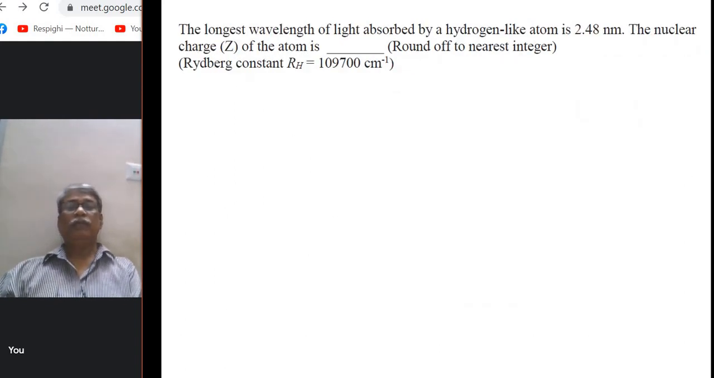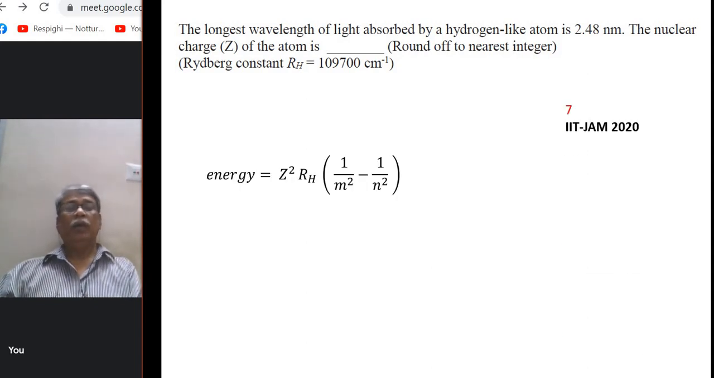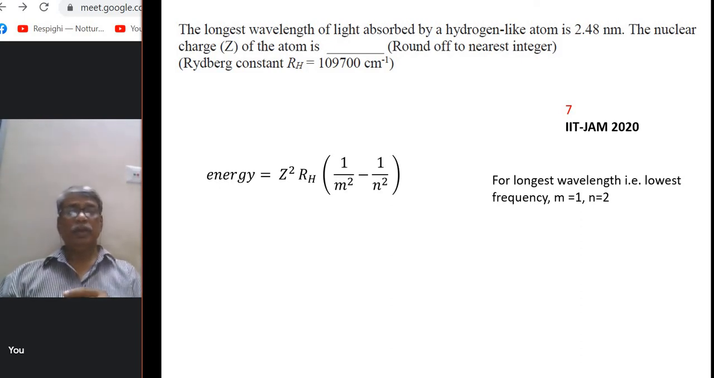The longest wavelength of light absorbed by a hydrogen-like atom is 2.48 nanometer. The nuclear charge of the atom is? Okay, now how it comes in. So this is the energy expression that is very popular with you. RH is the Rydberg constant. Now m and n are two different levels. So for the longest wavelength, that means the shortest frequency, you have only one option: m has to be the ground level 1, and just next to it is n. So it comes from n equal to 2 to 1. That would give you the smallest frequency.